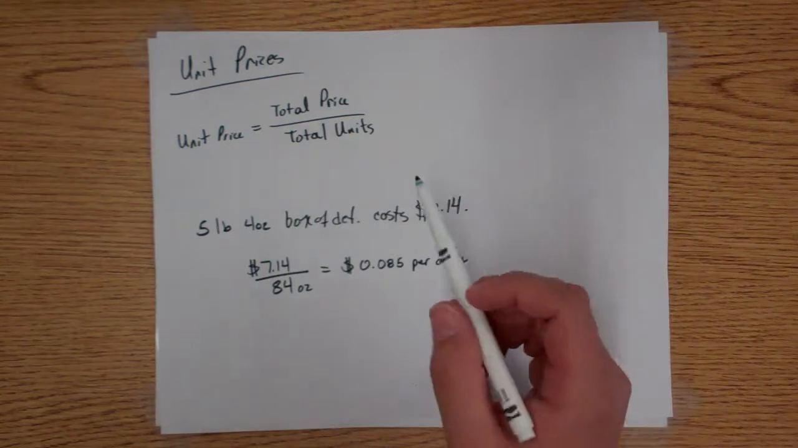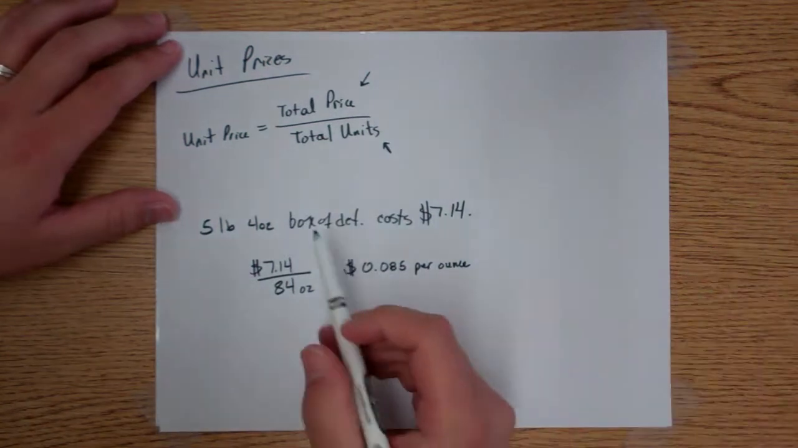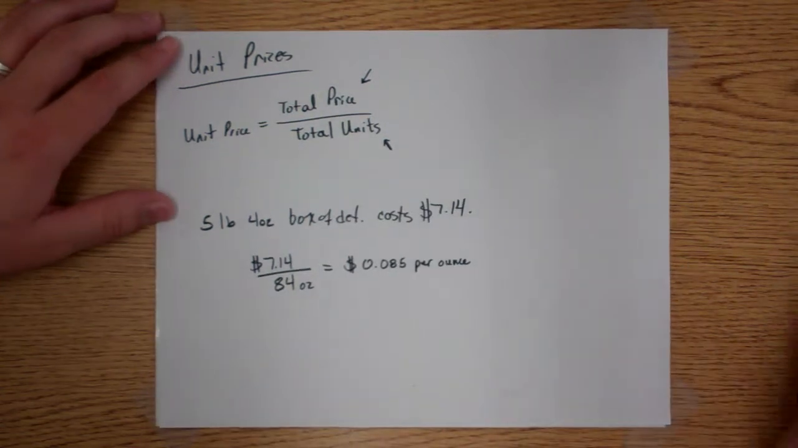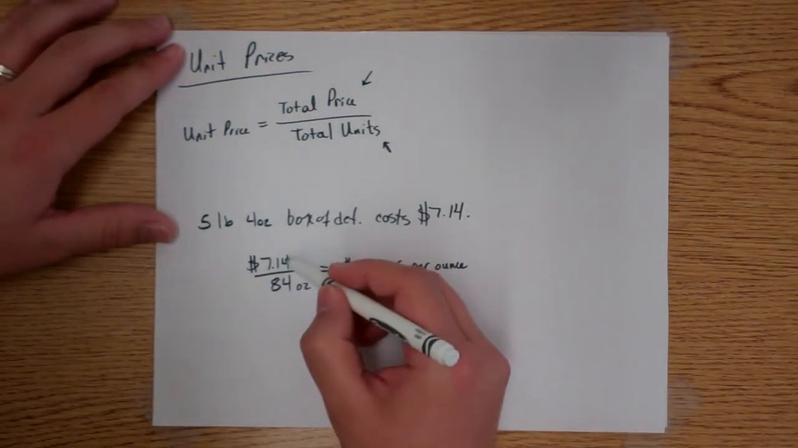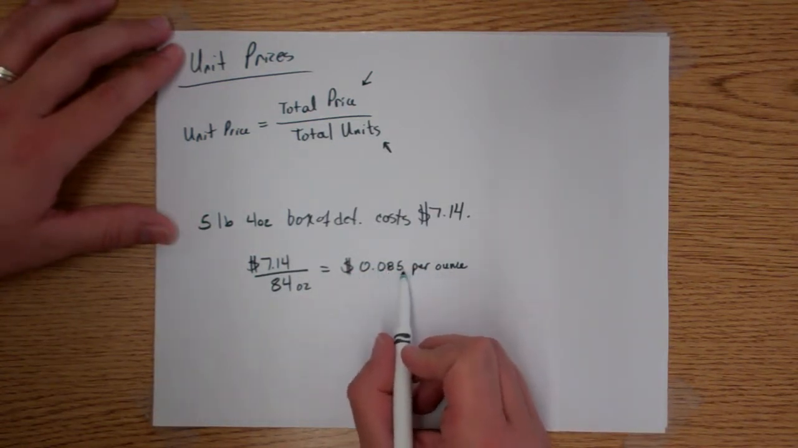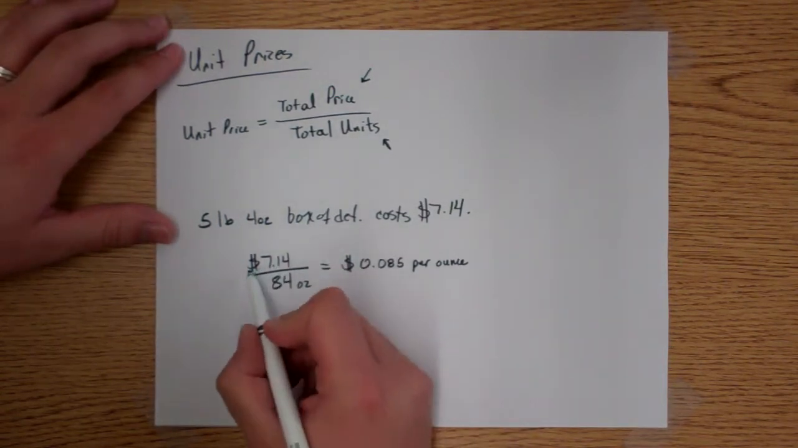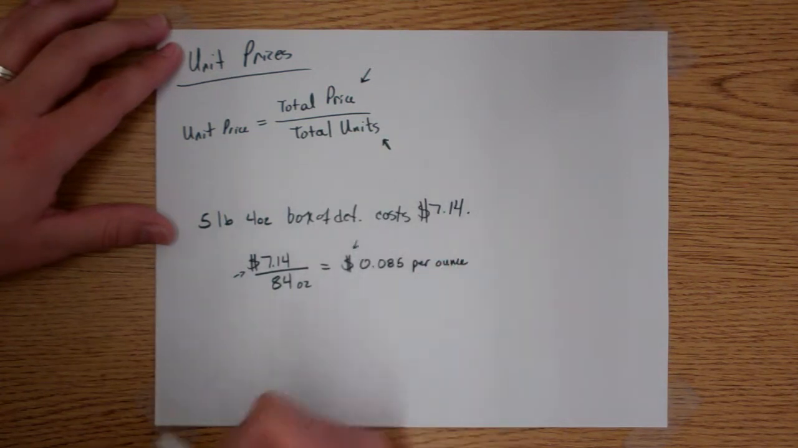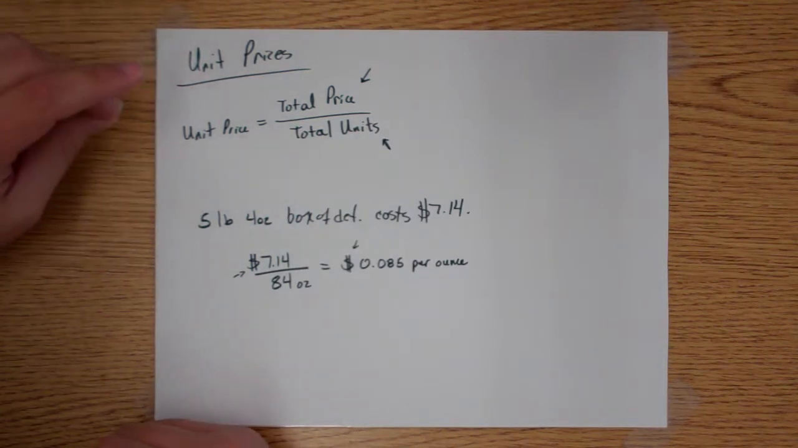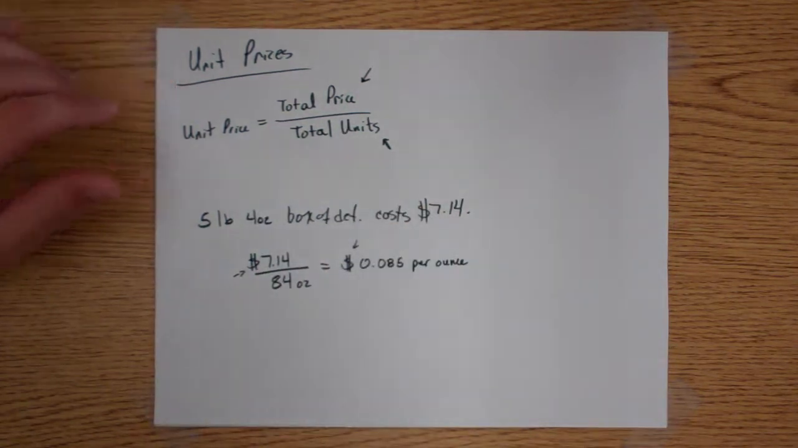So, unit price, you take the total price, put it over the total units. And it's okay if the price has a decimal, but you want your units to not really have a decimal. Then you just simply take the top, divide by the bottom. So it's $0.085 per ounce, or 8.5 cents per ounce. Since this is in dollars, that would be in dollars. All right? So that's how you do unit price. It's total price divided by total units.